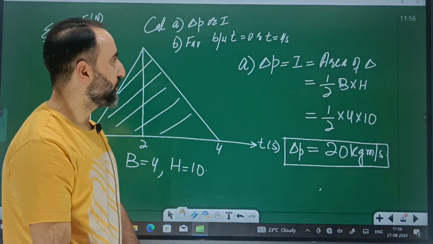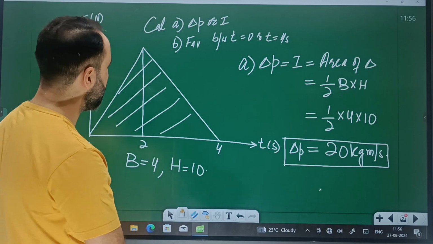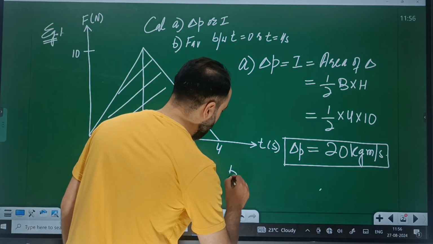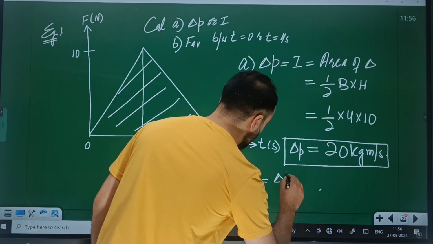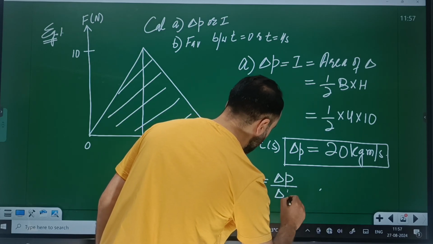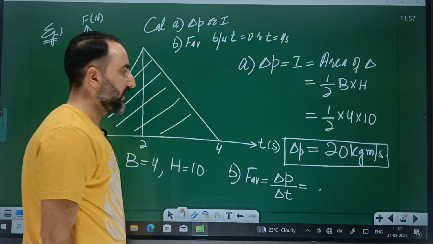Next we have to calculate the average force. Can we calculate average force? Yes, indeed we can. Let's see how. Average force is equal to delta p divided by delta t.